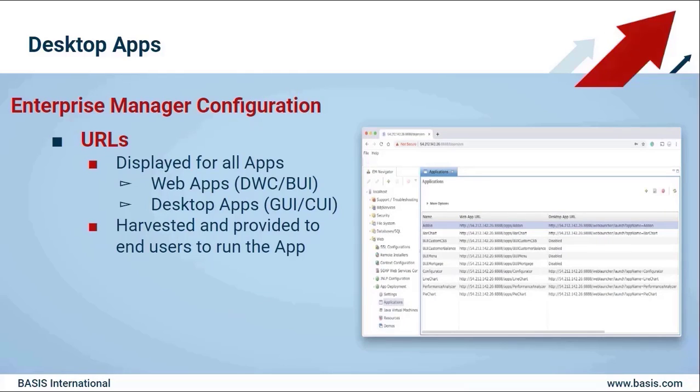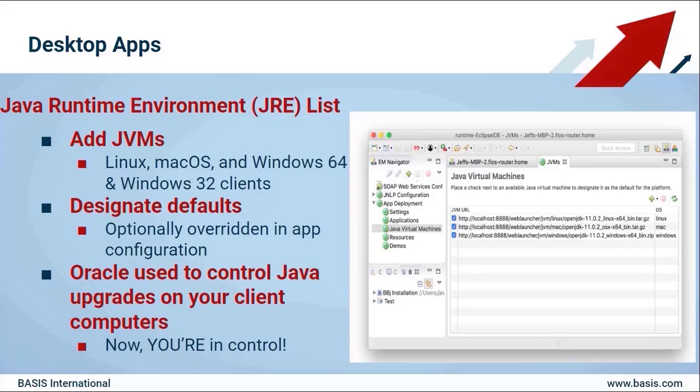Okay, so here's Enterprise Manager. The URLs in there are displayed for all apps, which is web apps, which are DWC or BUI apps. We're talking about desktop apps in this, which could be GUI or CUI applications. And this is where an administrator can go and harvest the URLs and send them to end users to run the application.